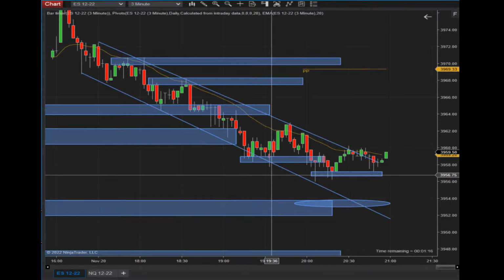So you just got to be patient. Sit on your hands and don't just jump in. That's how you lose a lot of money. And all we're trying to do is get 1 point. That's my goal, which is 4 ticks. Each tick is $12.50, so that'd be $50 on one contract, $100 on two contracts. You can do the math from there.